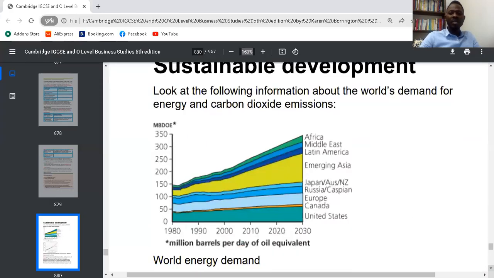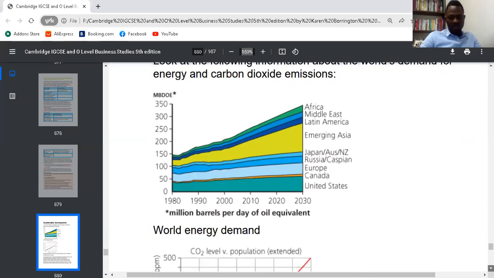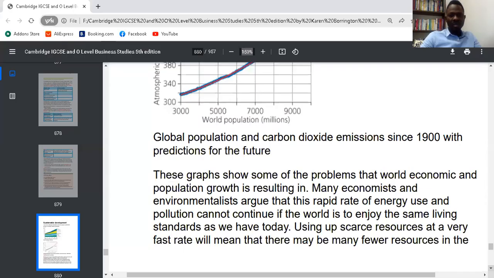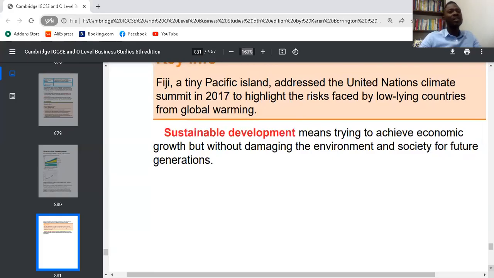Any question about that? So we go to sustainable development. I just have to explain what sustainable development is. I explained it already. Sustainable development means whatever we do as businesses, we must always ensure that the future generation are not disturbed. The future generation are also able to use what we are using. So whatever decisions we take, we have to put into consideration the future generation. We must not leave them with nothing. Is it clear?